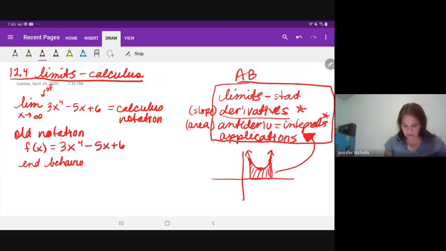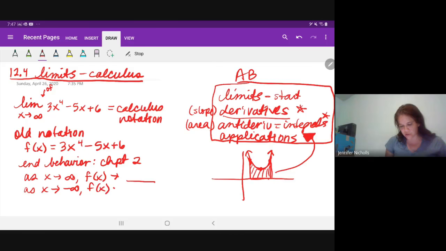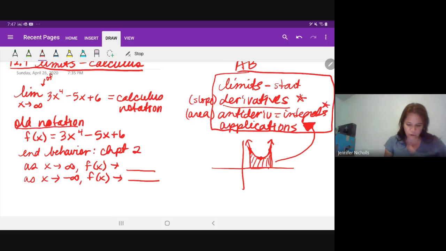So I don't know if you remember end behavior. This was back in chapter 2, long time ago. And the way we wrote it is we wrote it like this. As x approaches infinity, what does f of x approach? And as x approaches negative infinity, what does f of x approach? So we had prior notation, but we need to convert it to calculus notation. So this is our old notation, probably algebra 2 and math analysis, the first time we saw it.